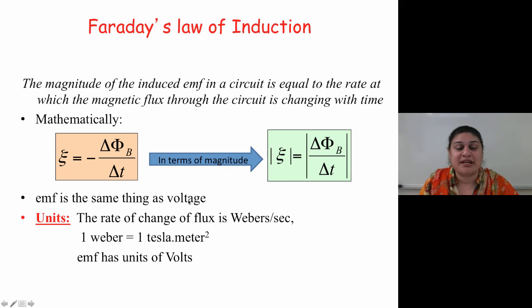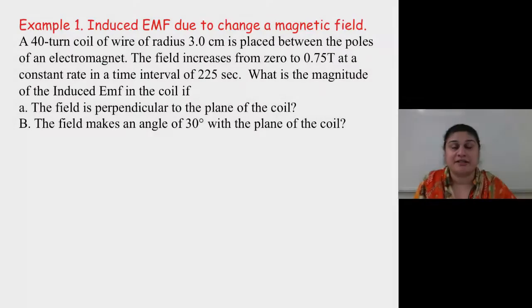EMF is the same thing as voltage. The rate of change of flux is in Webers per second. 1 Weber equals 1 Tesla times meter squared. EMF has units of volts. Now let's look at an example.